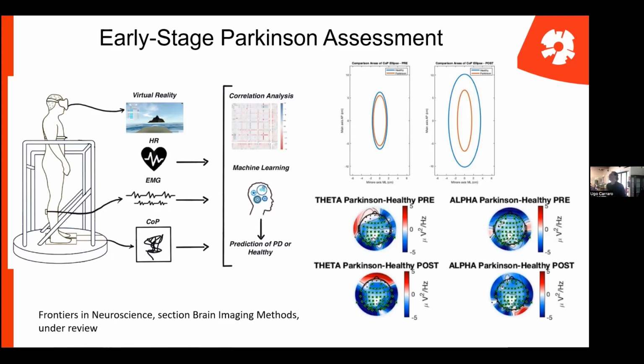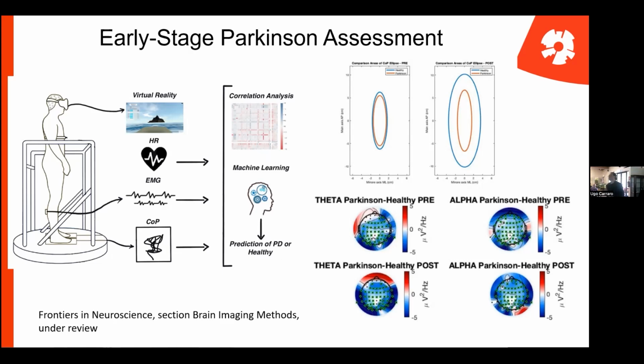And what are the analytics that distinguish the two cohorts? One is the sway. Imagine this is the surface of sway. You would imagine that the early stage Parkinson would sway more. It's the other way around. The early stage Parkinson, they are swaying a lot less. So there is a protective response that makes them reject the adaptation. And this is a kind of measurement of the movement.